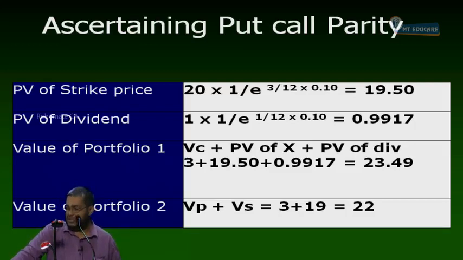Next, point number 2. Hence, the spot price of the underlying asset, which at present is cum-dividend, should be made ex-dividend by reducing the present value of dividend.